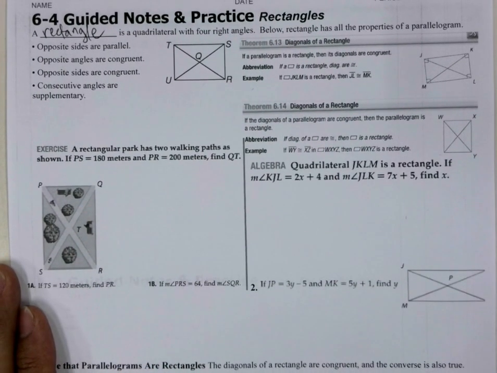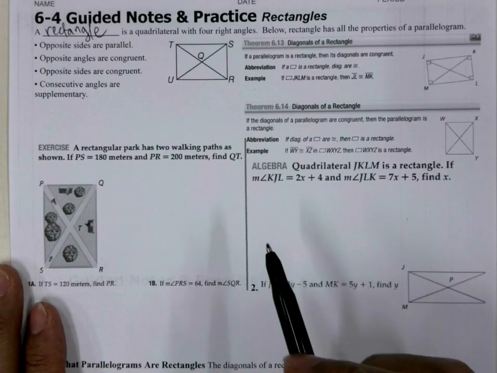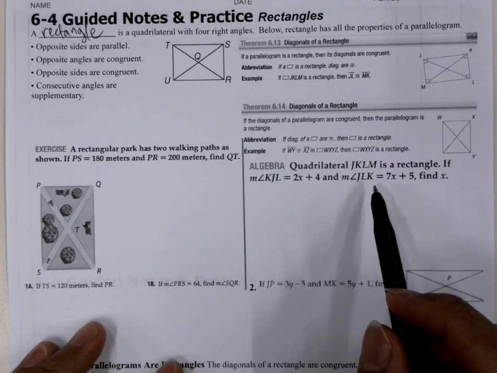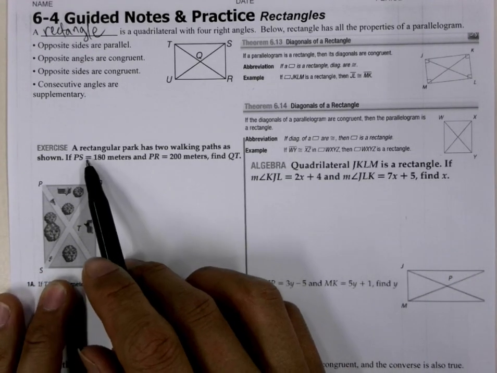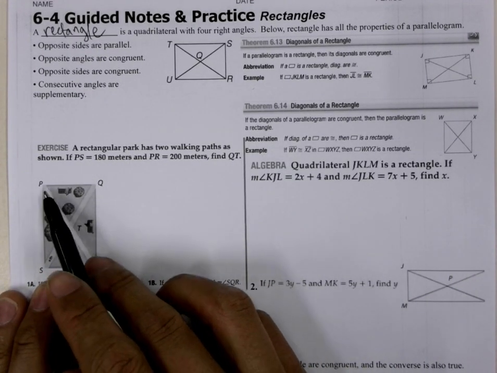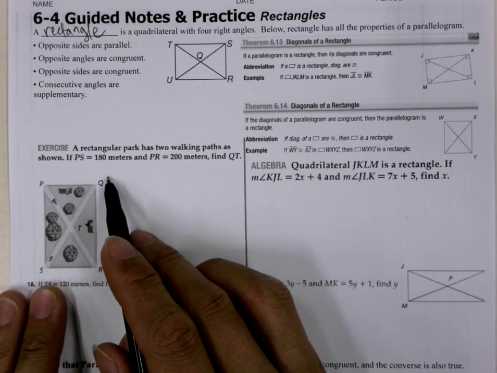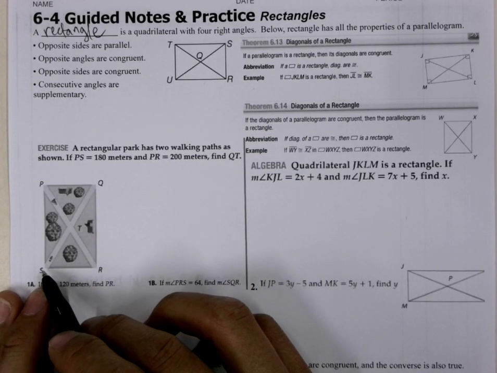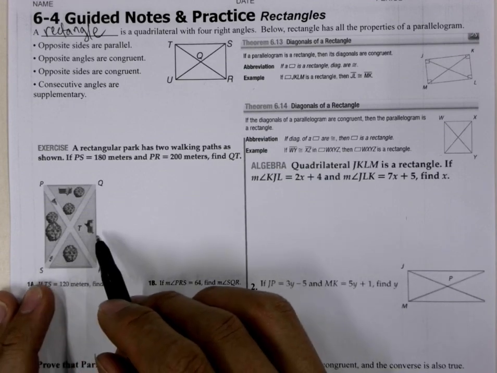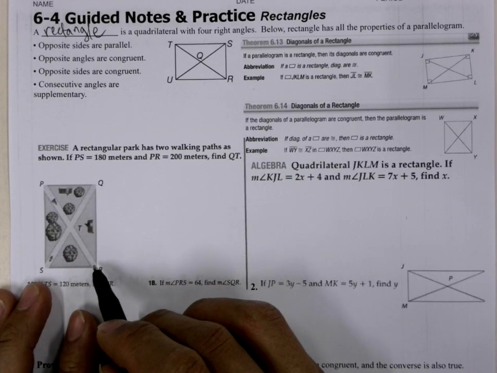And let's go ahead and look at exercise number 1 here. So a rectangular park has 2 walking pathways here from P to R and S to Q. If PS is 180 meters and PR is 200 meters, find QT.